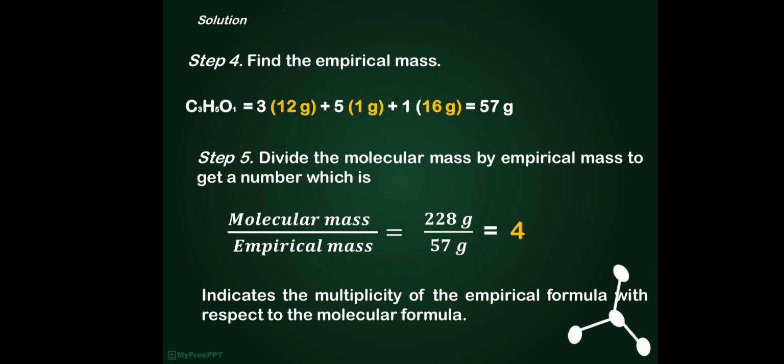So now, molecular mass is given. We have 228 gram, and the empirical mass of hydroxypropyl is 57 gram. So let's divide it. 228 gram divided by 57 gram is equals to 4. So it indicates the multiplicity of the empirical formula with respect to the molecular formula. So the molecular mass that is being asked is actually 4 from the division of 228 over 57.